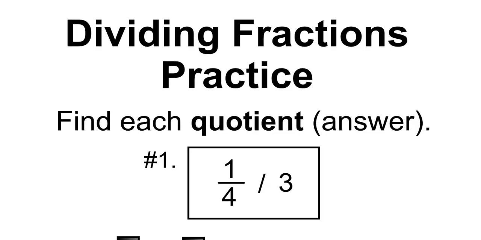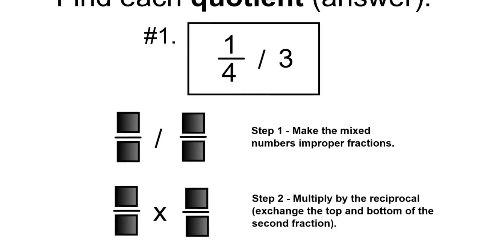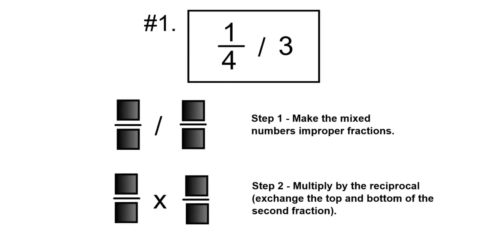Dividing fractions, practice. Find each quotient or answer. Number 1. 1 over 4 divided by 3. Step 1, make the mixed numbers improper fractions. 1 over 4 is an improper fraction, and 3 as an improper fraction is 3 over 1.